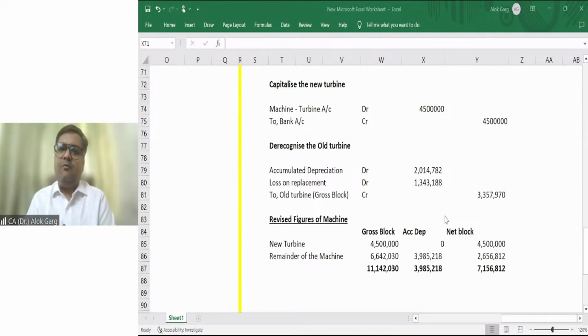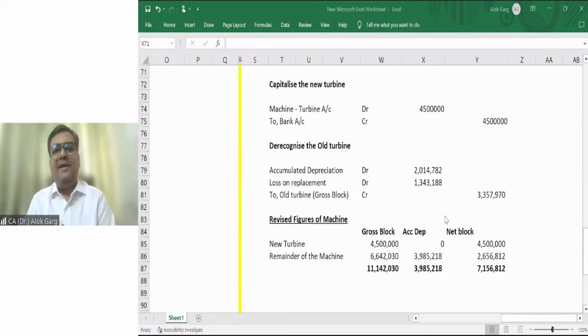Ravish was asking, sir, what happens if, instead of replacing this engine, we are buying a new engine, like in aviation? In aviation companies like SpiceJet, Indigo, Air India, they used to keep a spare engine as a spare part. So whether that engine is going to be capitalized, the answer is yes.